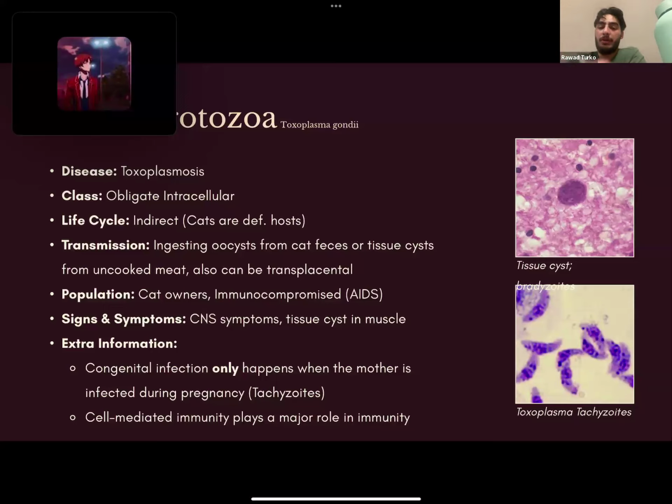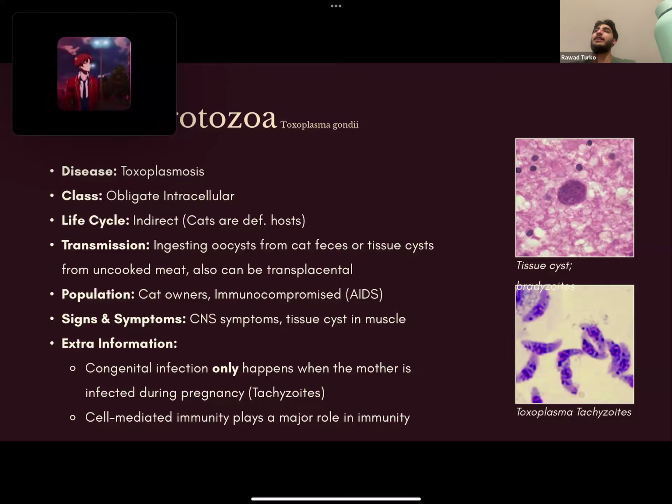So how is this parasite transmitted? Either you ingest oocysts from cat feces. So here you'll see basically cat owners who spend a lot of time with their cats. They're cleaning out the cat litter, for example. They accidentally ingest some of these oocysts from the cat feces, or tissue cysts from uncooked meats. It can also be transplacental. Okay, this is really, really important.